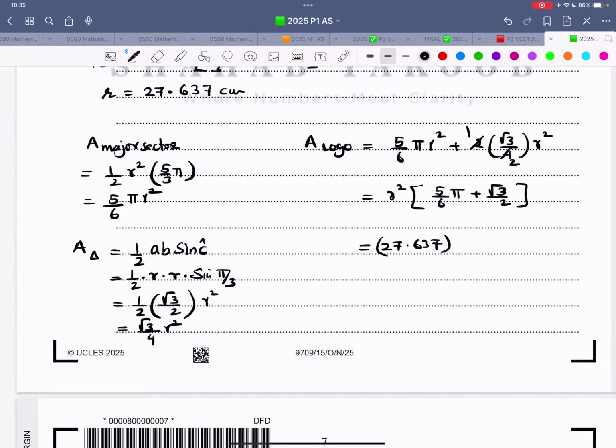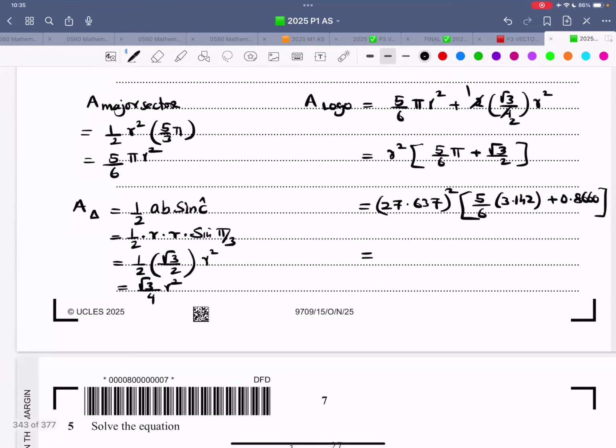r square is 27.637, the whole thing squared. That is 5 over 6 into 3.142 plus root 3 over 2. I remember this value if I'm not mistaken: that is 0.8660. Do check it out. And then I can get the answer. The final answer is 2661.6, which can be written as 2660 centimeter square, correct to 3 SF.